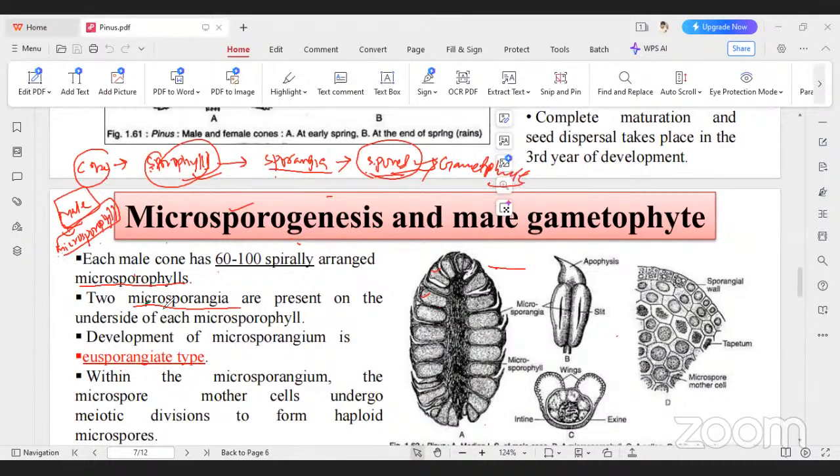Microsporophyll consists of microsporangia. Microsporangia produce microspores. So that is called microsporogenesis: production of microspores from microsporangia. Then after formation, the microspores further develop into the gametophyte. What about the microspore?